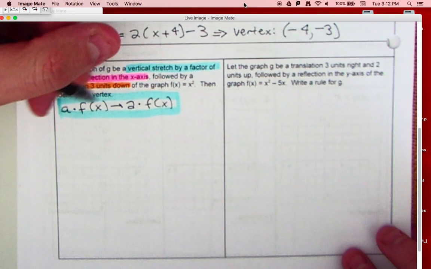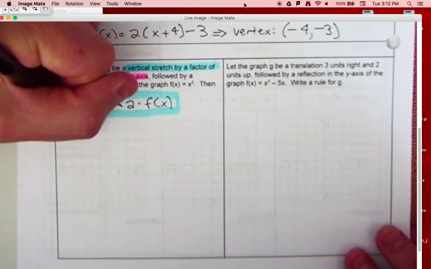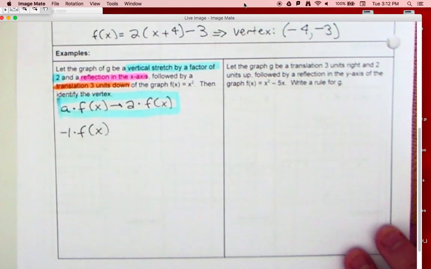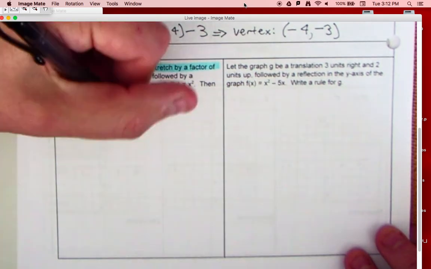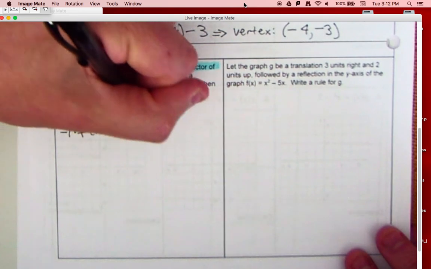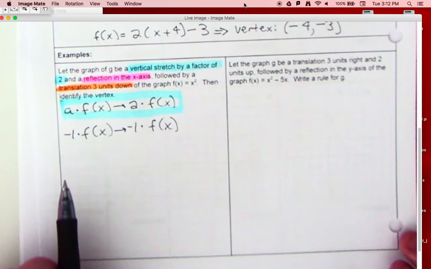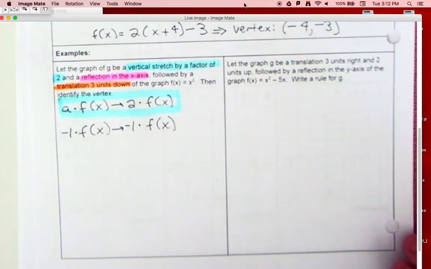All right, reflection in the x-axis. Remember reflection in the x-axis. That is taking your function and multiplying it by -1. Okay? And there's really nothing special about that. There's no a value or anything like that to fill in, a or k or h. So that's the second thing.